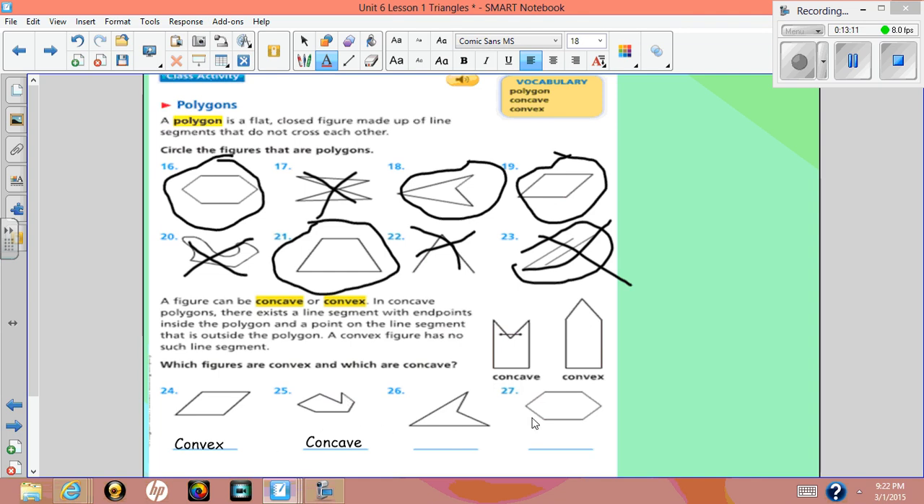I'm going to leave 26 and 27 open so that you can try those yourself and see if you can identify which one is convex and which one is concave.